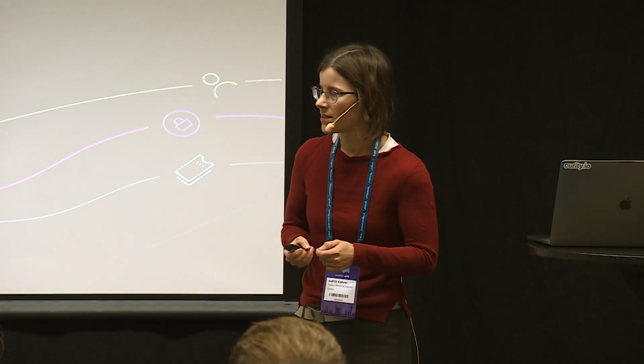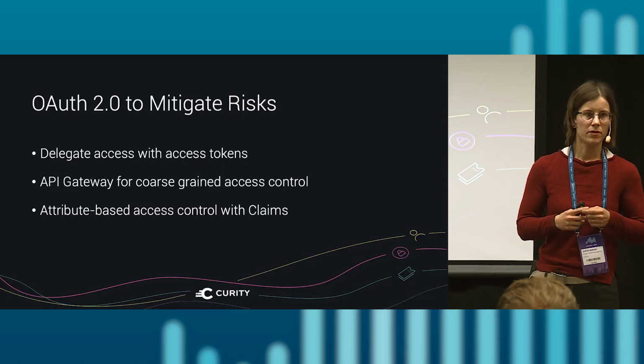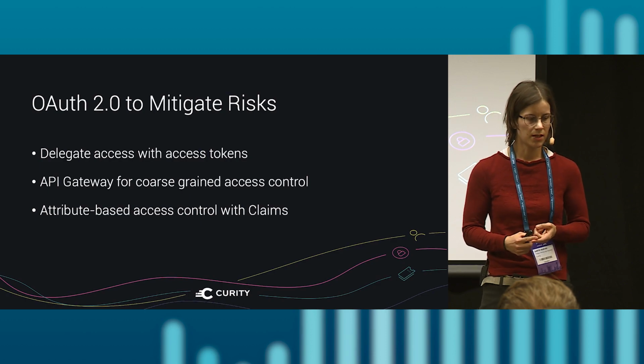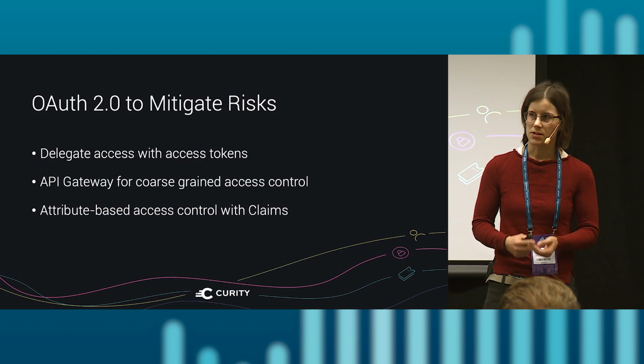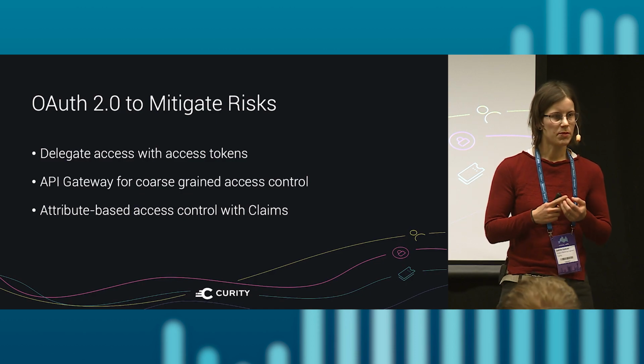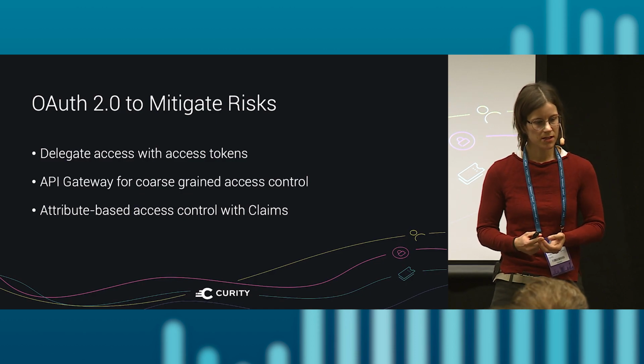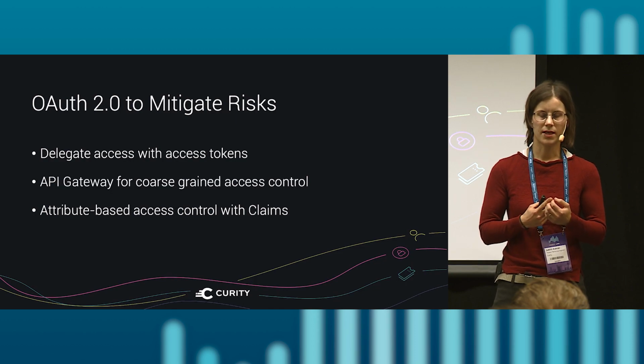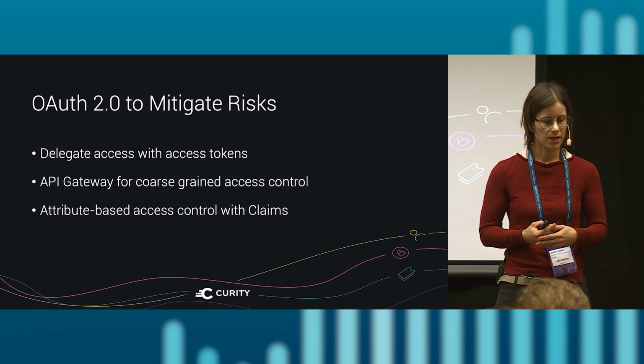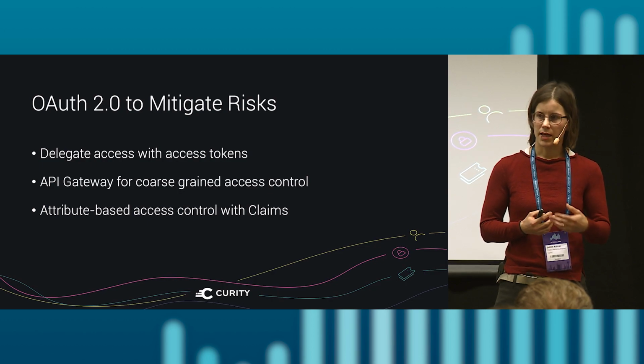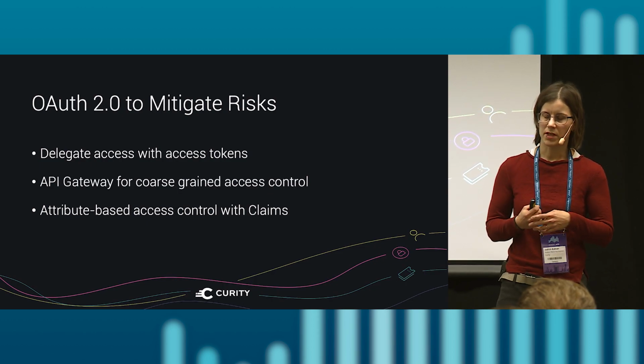How do you do that? Well, you use OAuth, because with OAuth you can outsource authentication and delegate access with access tokens. You can utilize an API gateway to enforce zero trust and perform the coarse-grained access control to offload the APIs. And then you can use the claims in the access token for the attribute-based access control. So with OAuth, you can mitigate two of the top API security risks with one blow and get a scalable security solution for your APIs.